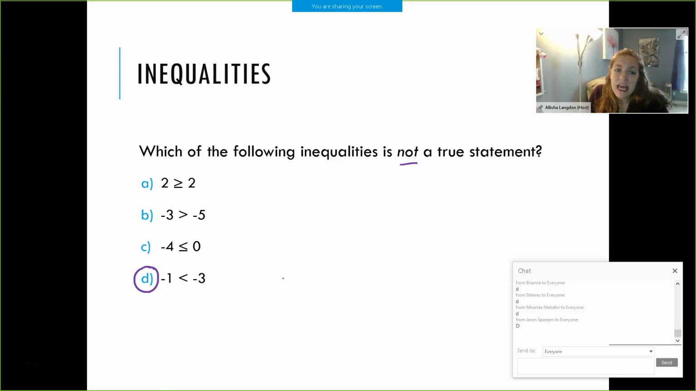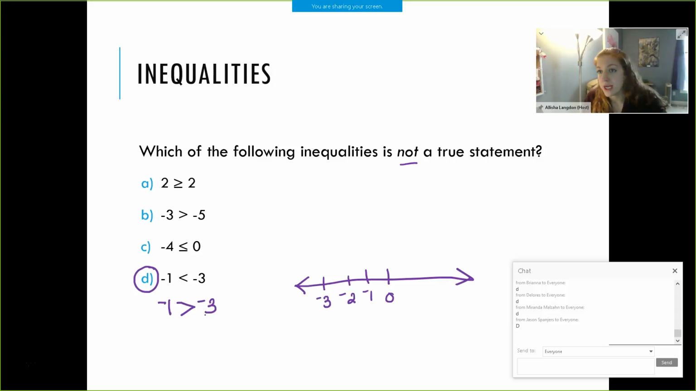Very good, everyone. -1, when you look at the number line, is here, whereas -3 is over here. And that means that -1 is actually larger than -3. I'd rather have -1 in my bank account than -3. Basically, owing $1 versus owing 3. And the rest are correct.